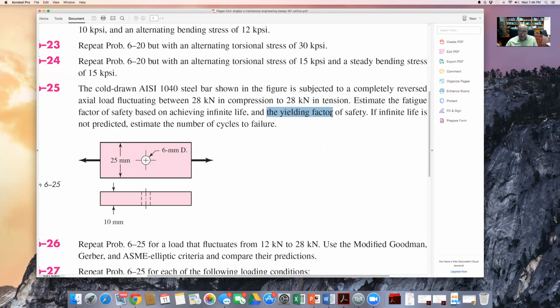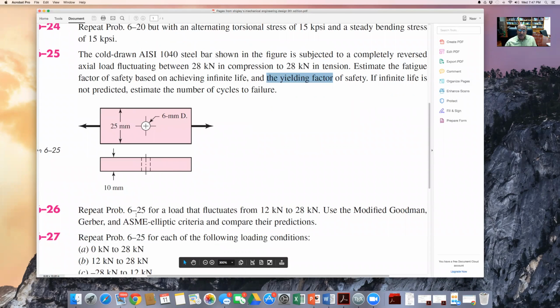So it's similar to the earlier one, except here we have to make sure that we account for the fact that the load carrying capacity of the component is reduced when we calculate the stress on the section. Also, because it has a hole, as we learned, we have a stress concentration factor, and that stress concentration factor has to also be applied. So in problem 6.26, we repeat this one, but the load is fluctuating instead of from minus 28 to plus 28. It is fluctuating from positive 12 to positive 28. So let's take 6.26 and use the modified Goodman, and of course we can apply the other criteria as well.